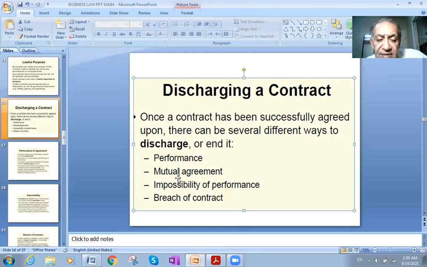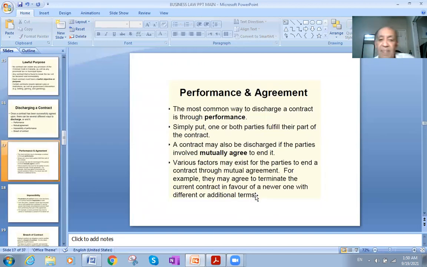The performance, the mutual agreement, the impossibility of performance, and the breach of the contract. Any point of this will end the contract. Like we said before, when we were talking with different expressions, any of those points will discharge the contract: the performance, the mutual agreement, the impossibility of the performance, very hard to do what came in the contract, and breach of contract also. Let us see.